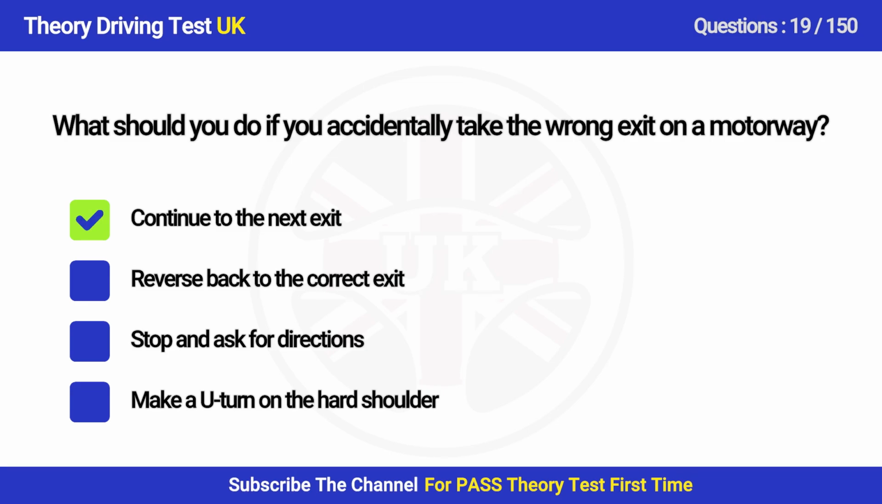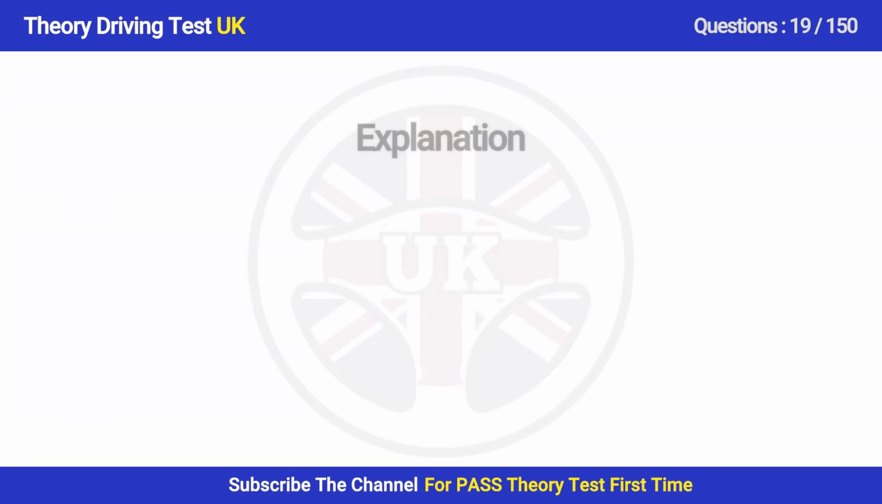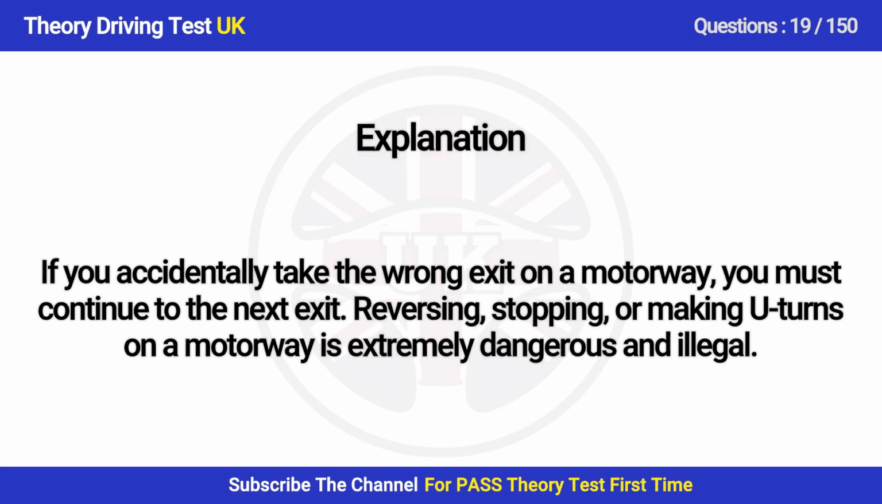Answers is A. Continue to the next exit. If you accidentally take the wrong exit on a motorway, you must continue to the next exit. Reversing, stopping, or making U-turns on a motorway is extremely dangerous and illegal.